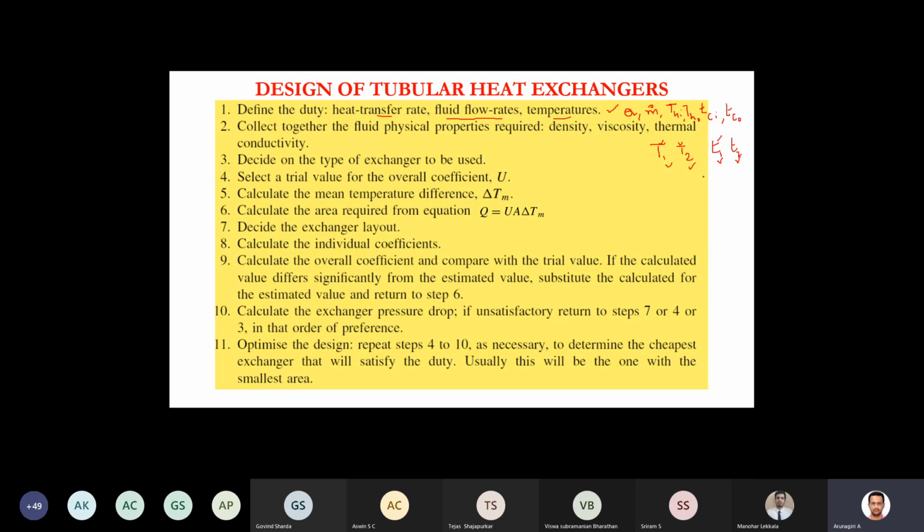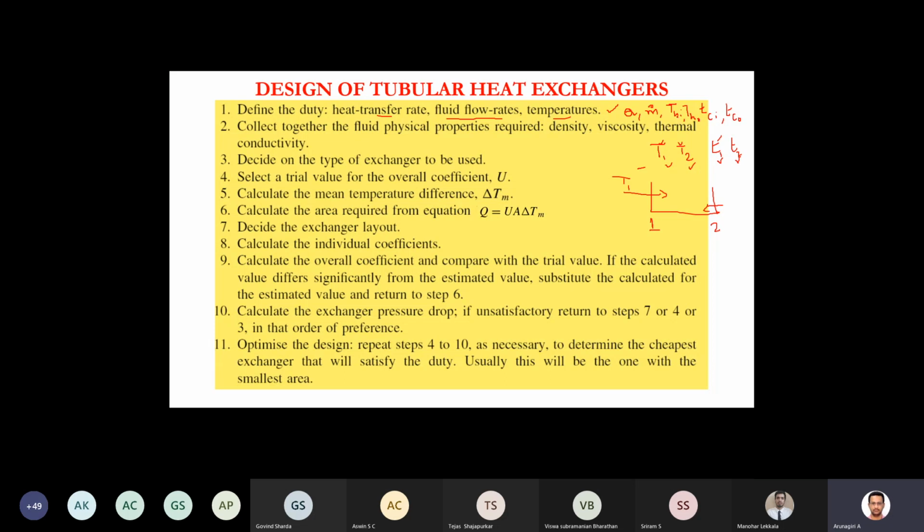The small t represents cold fluid temperature. Sometimes the temperatures are represented using the end where the fluids are entering. If this is end 1 and this is end 2, then if your hot fluid enters here, this will be T1. So many methods are there, so you can always check the temperatures.